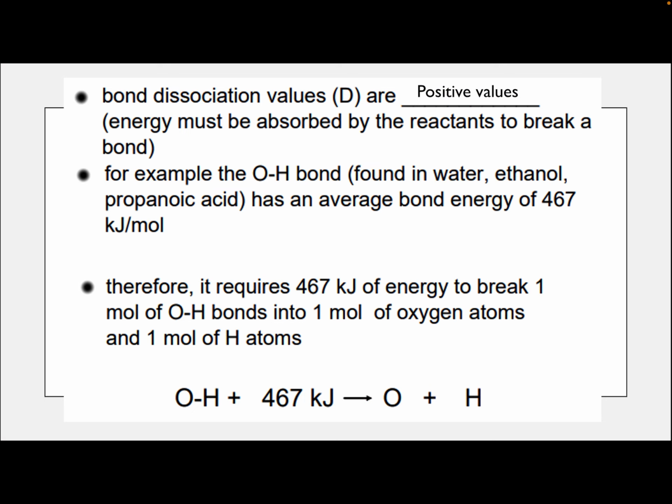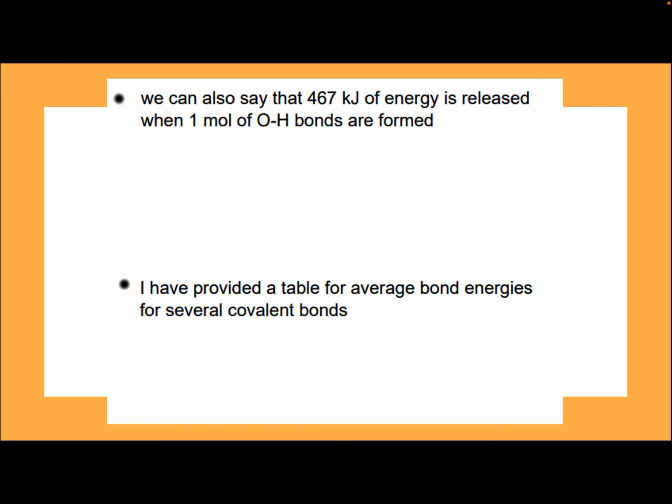So for example, if we have our O-H bond, which is found in water, we can also find it in ethanol and propanoic acid. If we look at that example, it has an average bond energy of 467 kilojoules per mole. Therefore, in order to break 1 mole of the O-H bond, we have to have 467 kilojoules of energy to break that bond into 1 mole of oxygen and 1 mole of hydrogen. So that is how much energy is needed in order to break it.